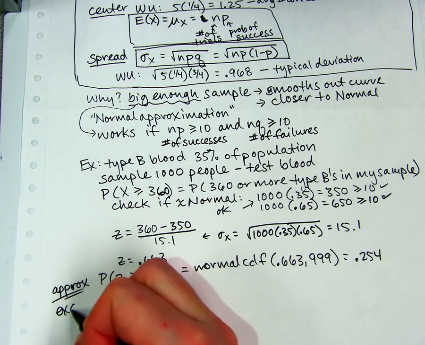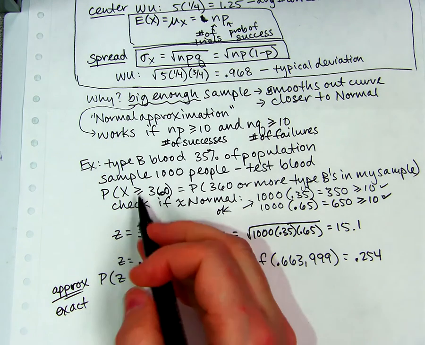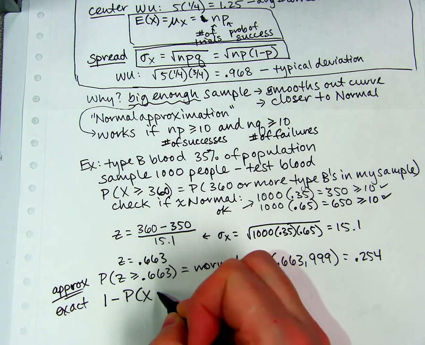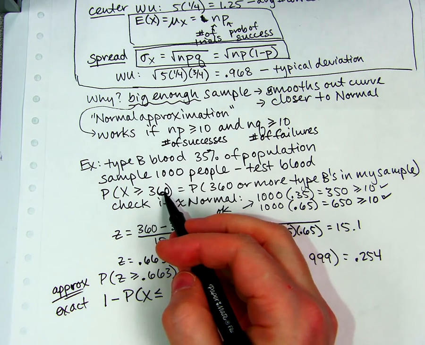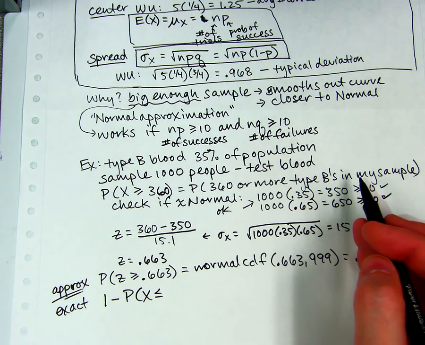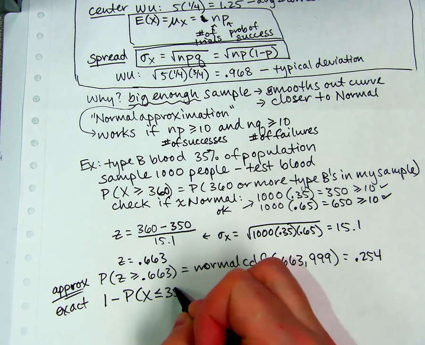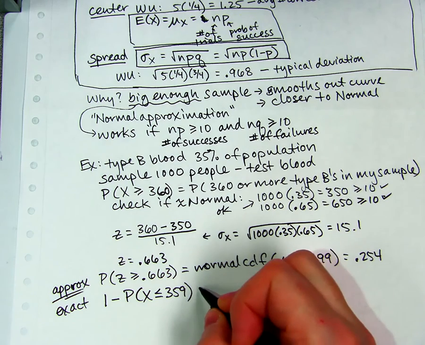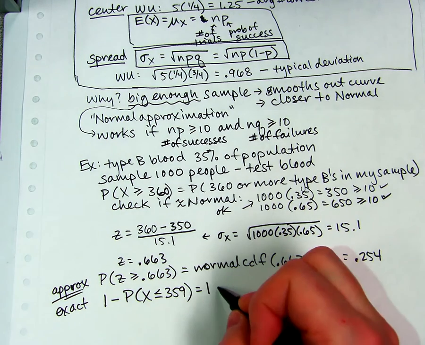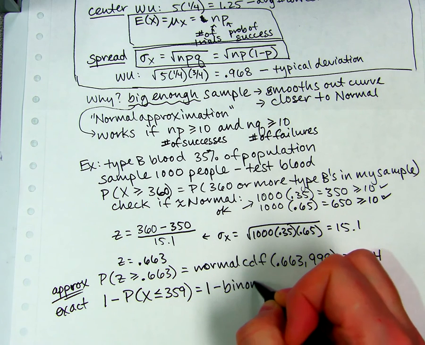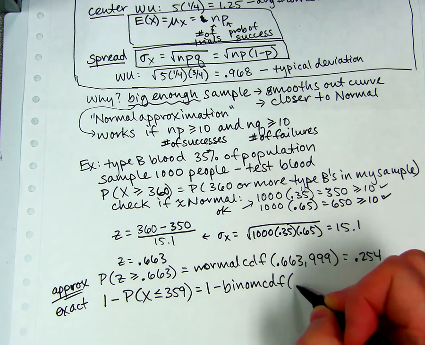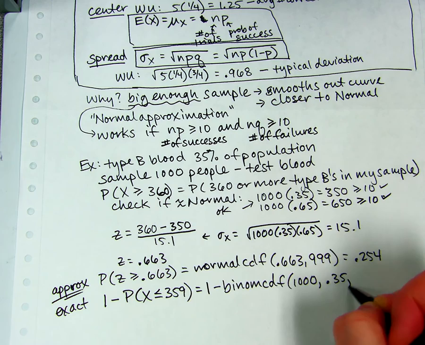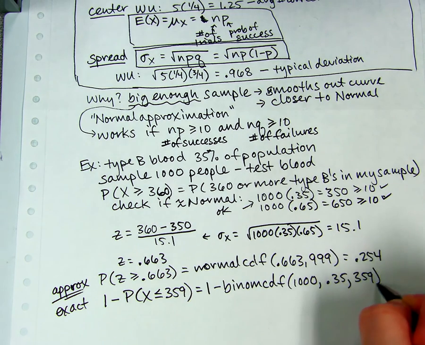If I want to do exact, I don't have a command for greater than or equal to, but I could do 1 minus the probability that x is less than or equal to. If it's greater than or equal to 360, that's 360 or 361 or 362. To go less than, I'd need to go 359. Binomial is discrete, so we have to think about that, which is a little bit picky. But this is the more exact, accurate answer than what we just did. 1 minus binomCDF, and n is 1,000, and p is 0.35, and k is 359. And it should come out close.